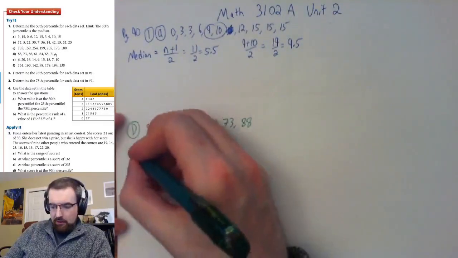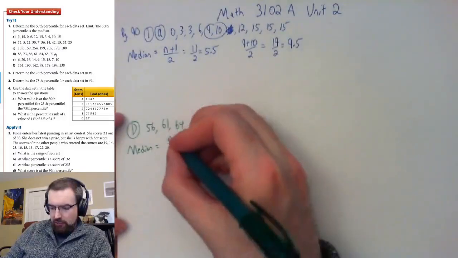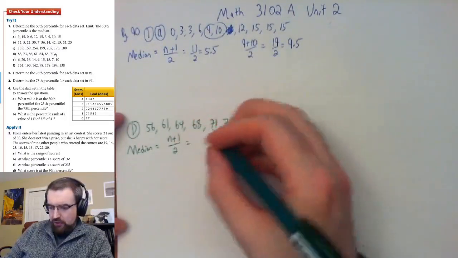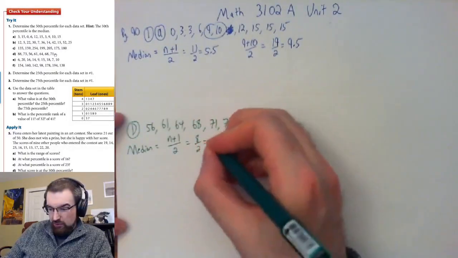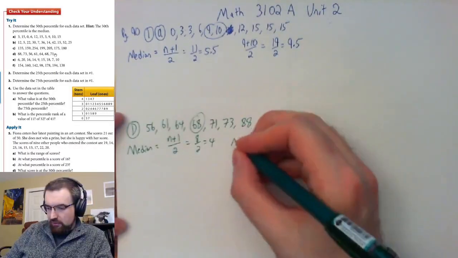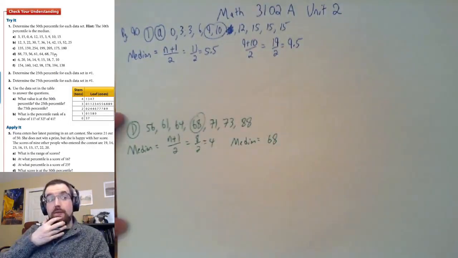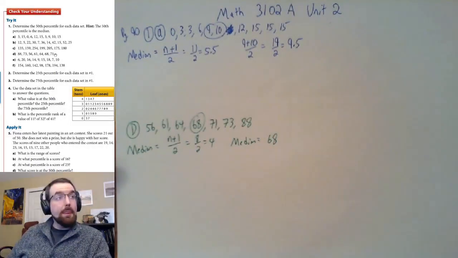So now the median for this one is going to be n plus 1 over 2, which is going to be 8 over 2, which is going to be the fourth one. And we see that the fourth one in order is going to be, so the median equals 68, and that is the 50th percentile. Okay? Yeah, it's fairly straightforward.